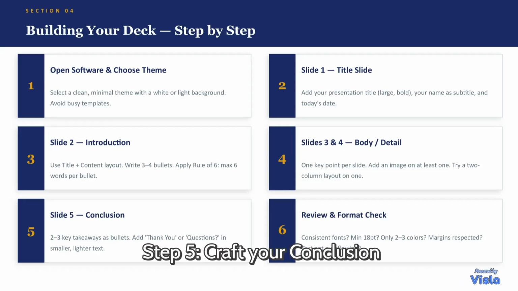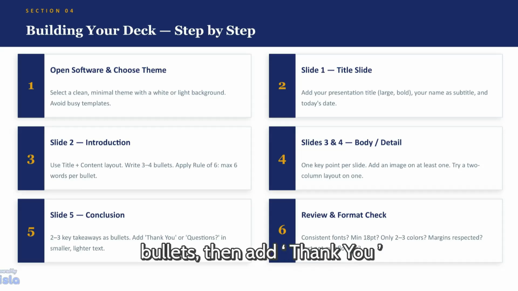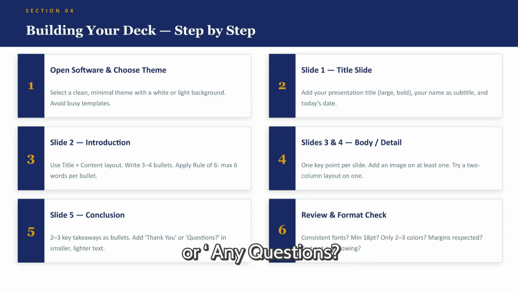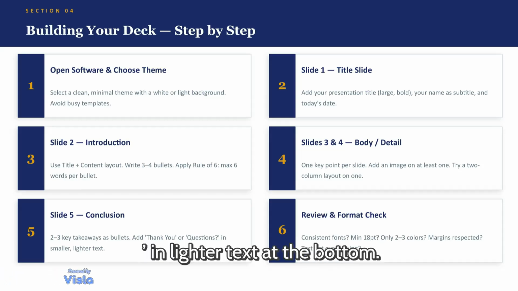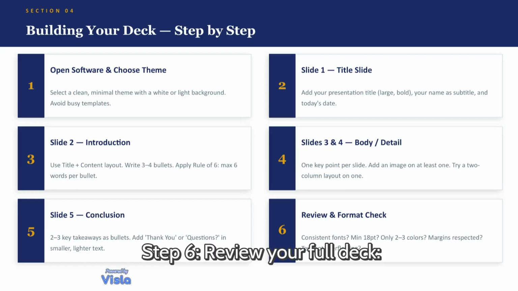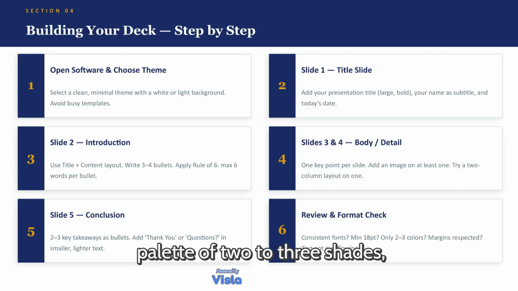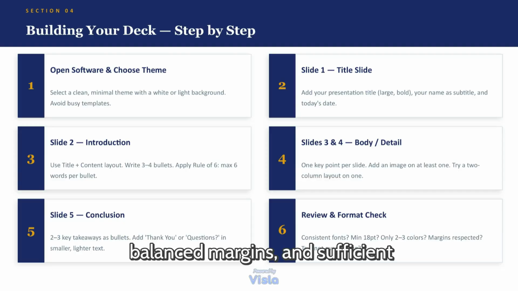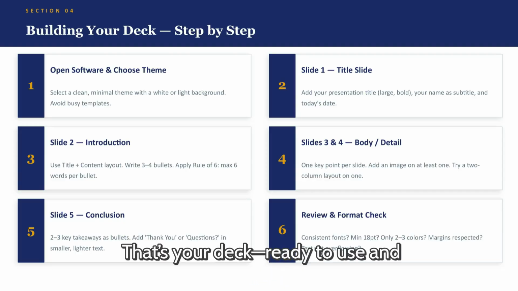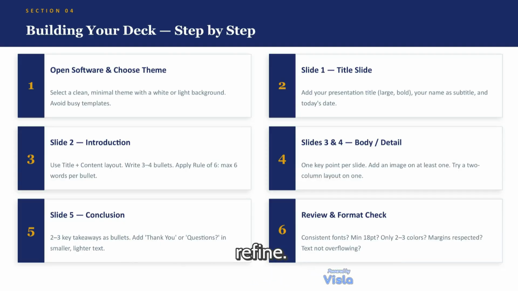Step 5, craft your conclusion slide with 2 to 3 takeaways as bullets, then add thank you or any questions in lighter text at the bottom. Step 6, review your full deck. Ensure consistent fonts, no text below 18 points, a cohesive color palette of 2 to 3 shades, balanced margins, and sufficient white space. That's your deck, ready to use and refine.